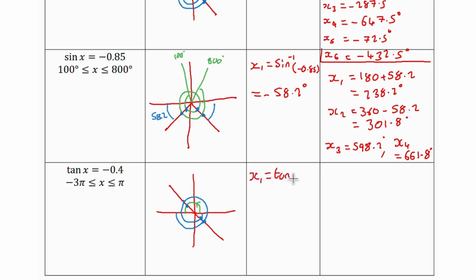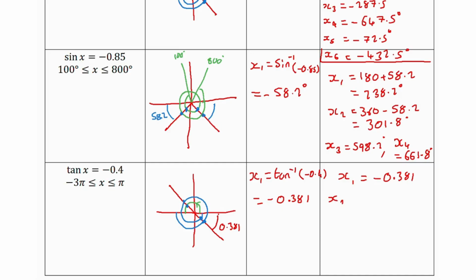x1 is equal to tan inverse of minus 0.4, which is minus 0.381, which means this angle here in radians is 0.381. And that's actually in our domain because we wanted to go backwards. So we can write that as our first solution this time. x1 is equal to minus 0.381.